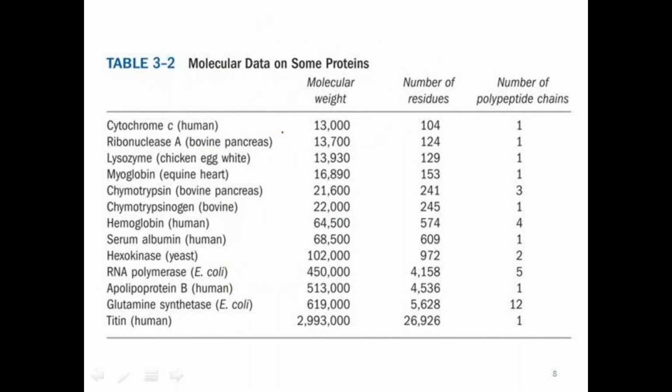Next, coming to the different types of proteins that are formed by the combination of amino acids.